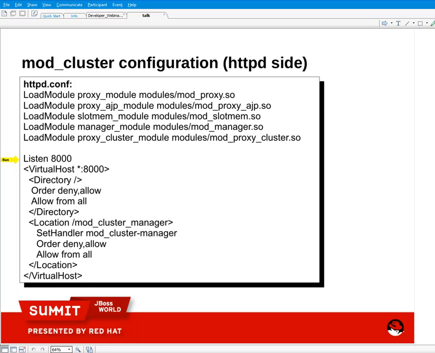And basically here you define a listen port. So this is port 8000. My Apache instance, that's the demo, listens on port 8000. And I define a mod cluster manager handler, which allows me to look at my topology. I'll show that in the GUI in a second.